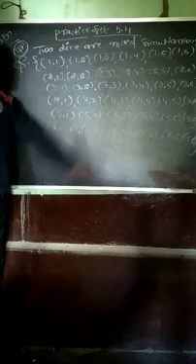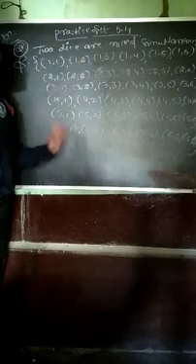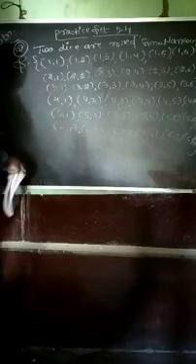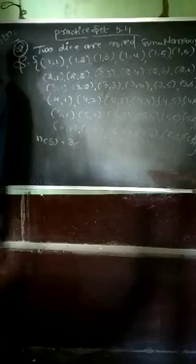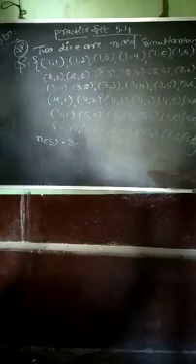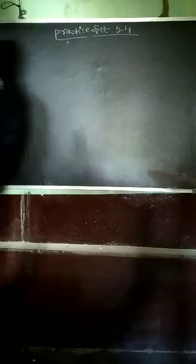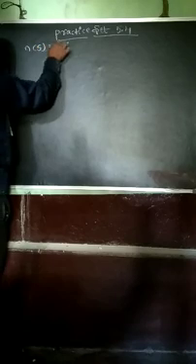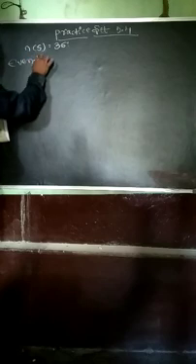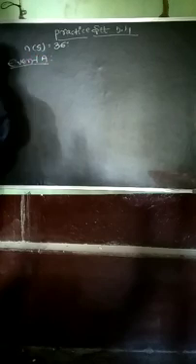If two dice are rolled simultaneously then the outcomes will be 36, okay. So n of s is equal to 36, right. So you write it down. See here, n of s is equal to 36. Then event A. See here, event A is given.